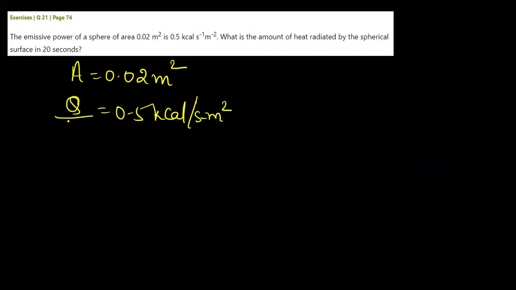Q upon AT is given to you. Emissive power Q upon AT. This is the Q upon AT value which is given to you, per second meter square. What is the amount of heat radiated by the spherical surface in 20 seconds? Time they have given is 20 seconds. What is the amount of heat which is radiated in time 20 seconds?